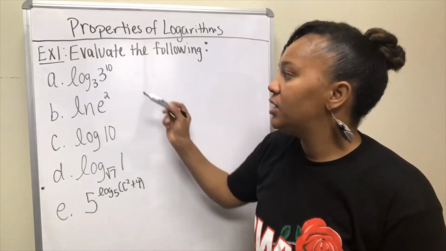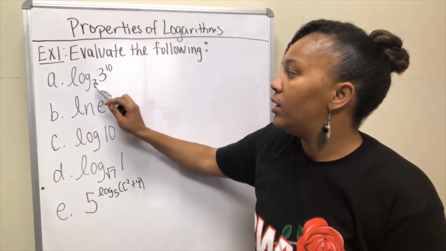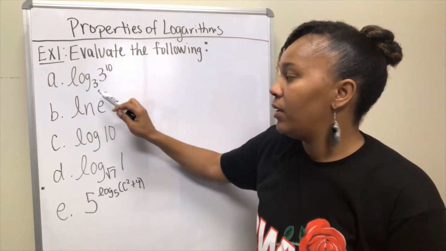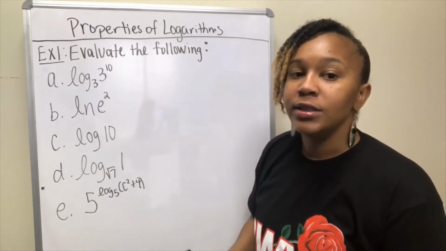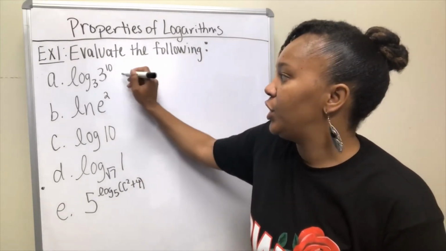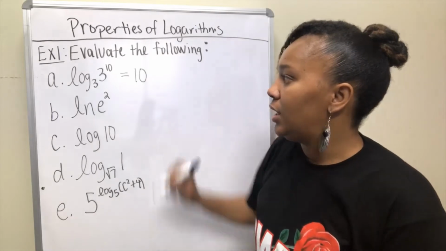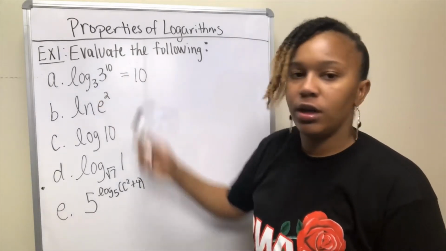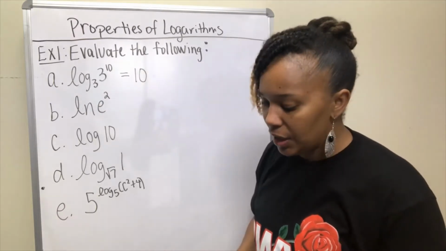This is the property where the base and what you're taking the log of, that base is the same and is raised to a power. And so in that case, your answer here is going to be just 10. So this basically says, what power do I need to raise 3 to in order to get 3 to the 10th? I need to raise it to the 10th power.